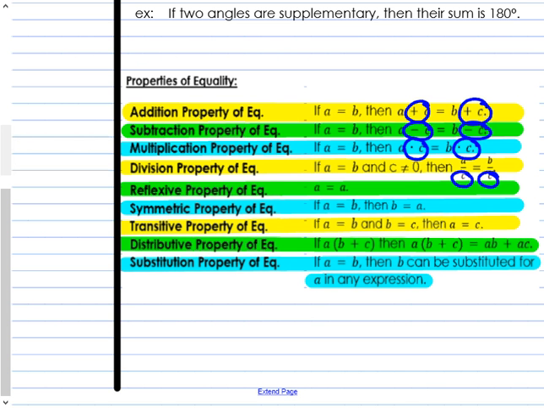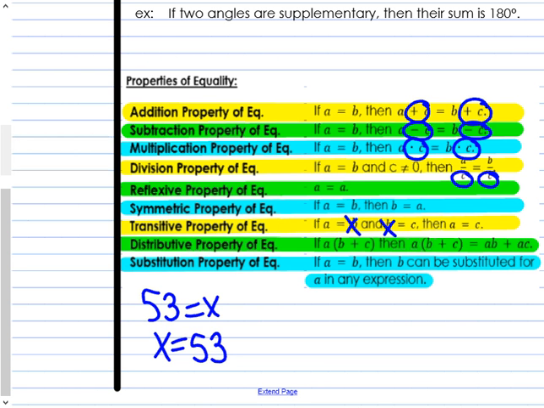The symmetric property of equality says if A equals B, then B equals A. You see me do this a lot. I might write 53 equals X, and then I rewrite it as X equals 53. I'm just switching the sides of the equation. Everything maintains the same value though. The transitive property says if A equals B and B equals C, then A equals C. Basically, we cut out that middleman. Okay? A is also equal to C.